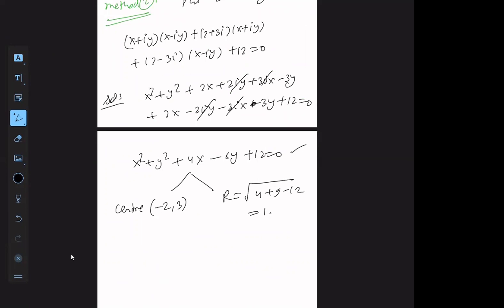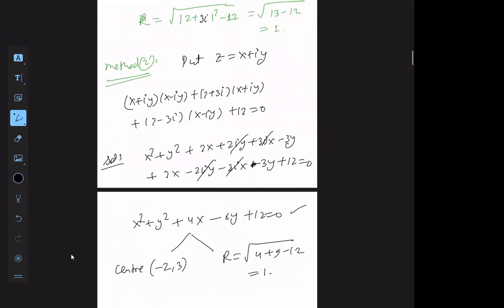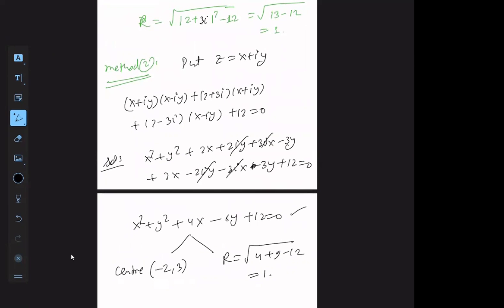Under root of g square plus f square minus c. What is radius? What is the formula for radius?